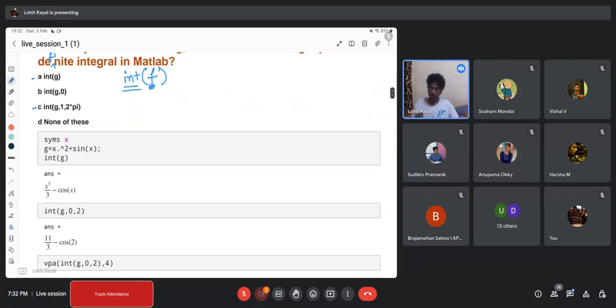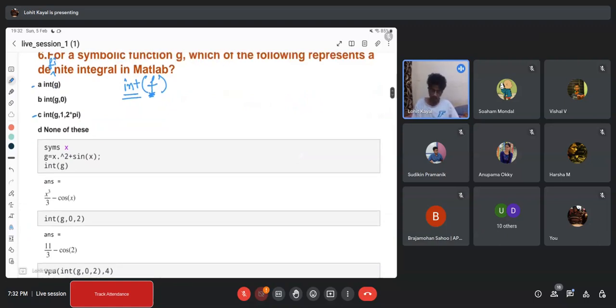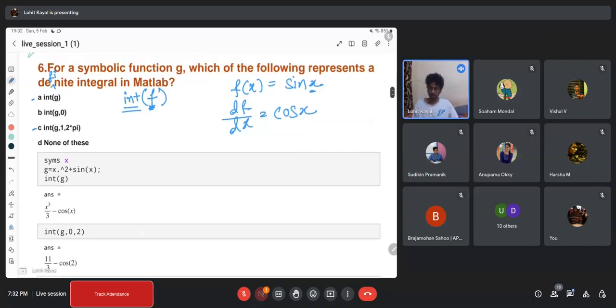Suppose you have a function f of x equal to sin x. Now what is df dx? df dx is equal to cos x, obviously. Here x is a symbol. We don't have any number here. I am writing the function f of x as sin x, and I am differentiating it, and it gives me the result cos x. Here I am treating x as a symbol.